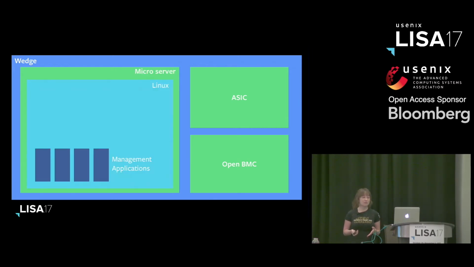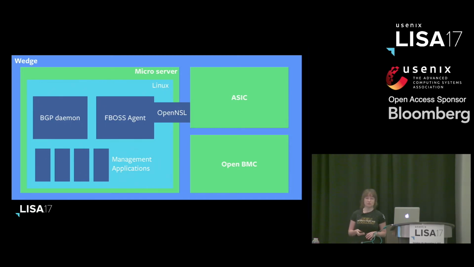To do this, we made the microserver look as much like a prod server as possible. So it runs our standard CentOS image. It has all the same management applications as we see on our production servers. So this includes things like logging and configuration management, metrics, and so on. And as a software engineer at Facebook, if you somehow had to log into a switch, you'd have a pretty hard time telling it apart from one of our traditional servers.